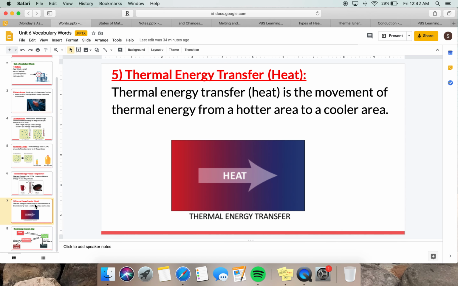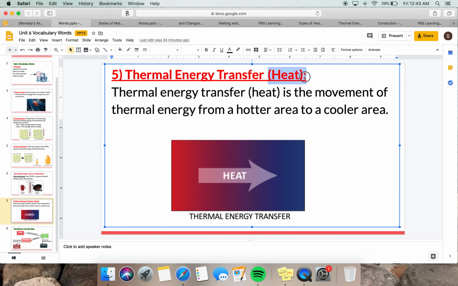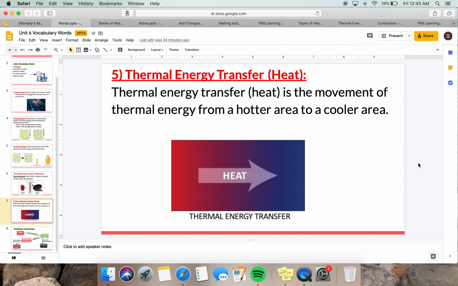Now, last word, thermal energy transfer. Another way of saying thermal energy transferred is saying the word heat. So when you feel heat, you're actually feeling the thermal energy that is moving from one place to another. So transfer means movement. So when thermal energy is moving from a hotter area to a cooler area, that is called thermal energy transfer. And that's when you actually feel heat.